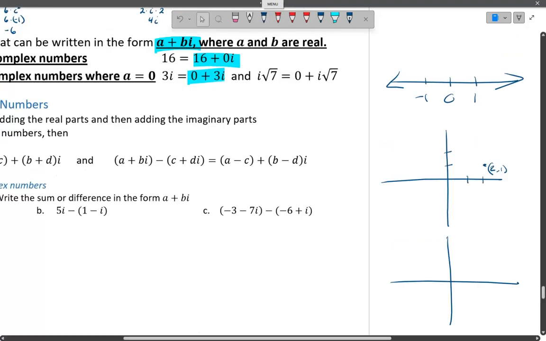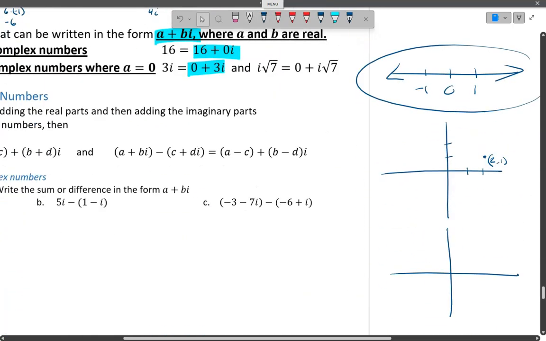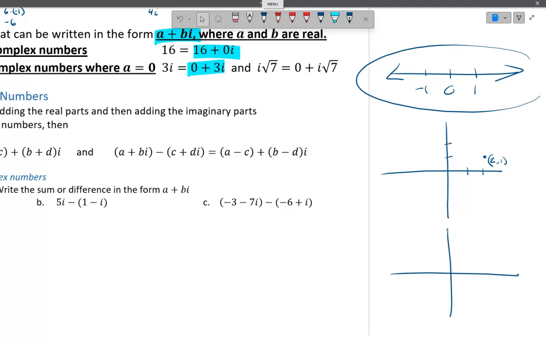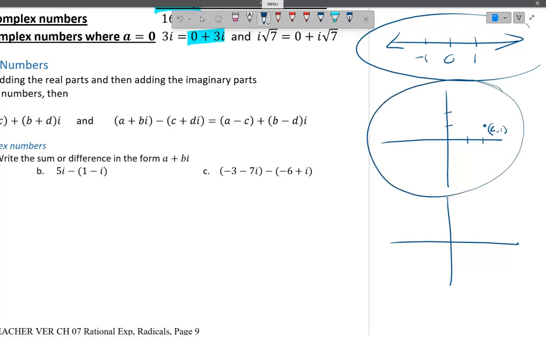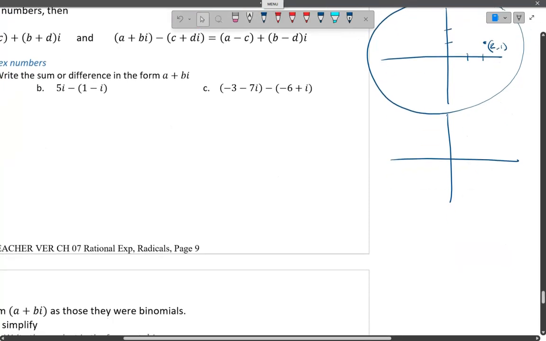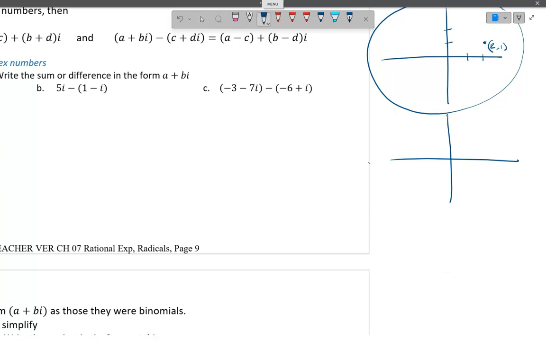I can't represent imaginary numbers on the number line because that's just real numbers. I can't represent them on the coordinate plane because that's two sets of real numbers. So we defined a new plane where the x-axis represents the real numbers and the y-axis represents the imaginary numbers.